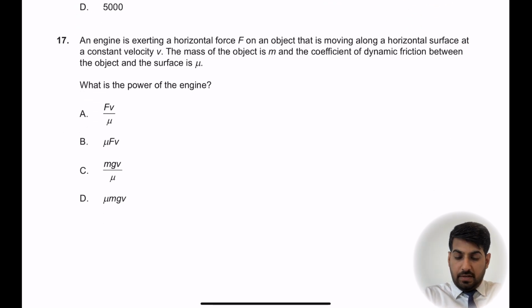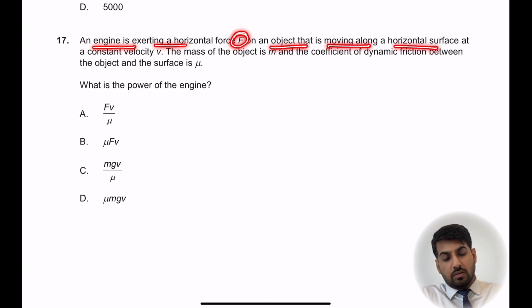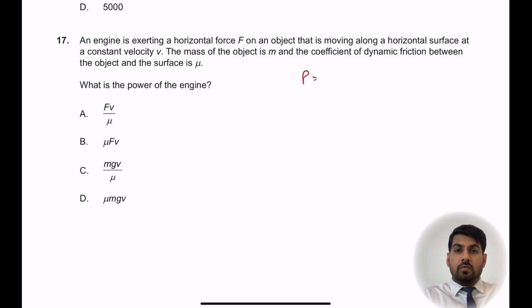Question number 17 now. An engine is exerting a horizontal force F on an object that is moving along a horizontal surface at constant velocity V. The mass of the object is m. The coefficient of friction is nu. Power of the engine. Now we know that power is what? So power is the driving force times velocity V, right?